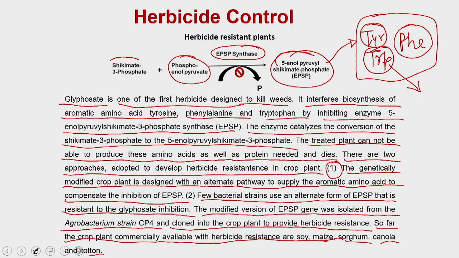So the alternate approach is that the bacterium agrobacterium strain CP4 is used to isolate a derived version of EPSP, and this derived version is resistant to inhibition by glyphosate. What you can do is take this and overexpress it in the plant, and as a result the plant is also going to be resistant against glyphosate. It is not going to be killed, and it can provide the different types of amino acids, and the plant will survive at the end. So the herbicide resistant plants are available in the form of soya, maize and other such plants.